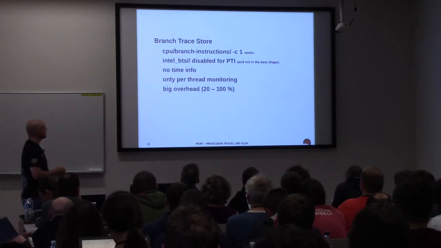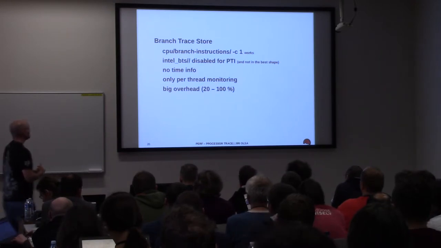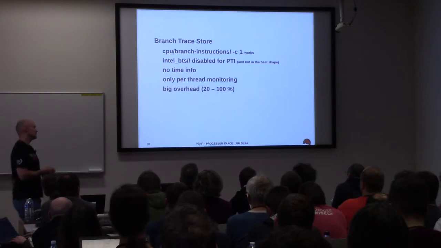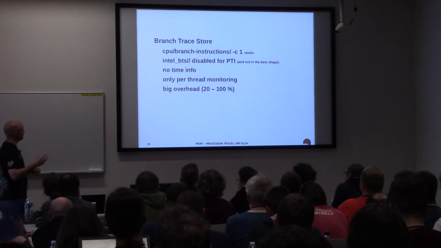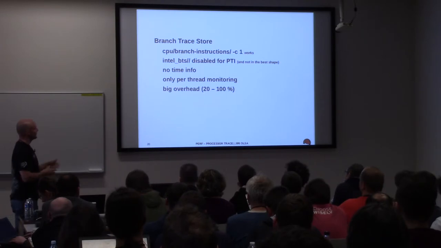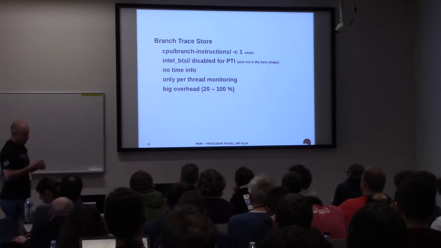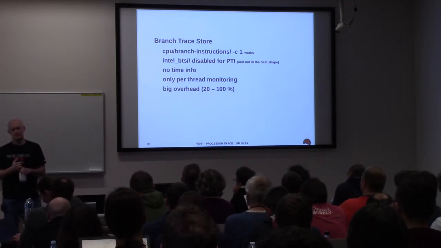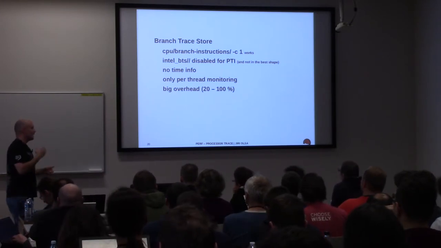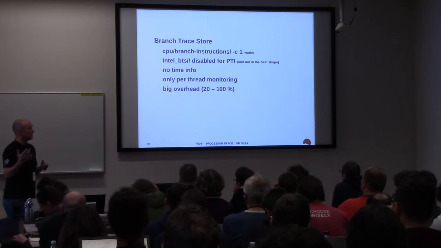So to sum it up, the branch instructions with the period one works. It's not fast. The Intel BTS event is actually disabled for the PTI feature, the page table isolation feature, which is probably enabled on most distros now. So most likely you will not see it on your computer unless you recompile your kernel and disable it. It's not well maintained at the moment. On top of it, the BTS does just the branches, nothing else. So you will just get the overview of how the branches were executed. There's no timing information, and you cannot do system-wide monitoring. You can just attach the event to a single thread. That's all you can do.